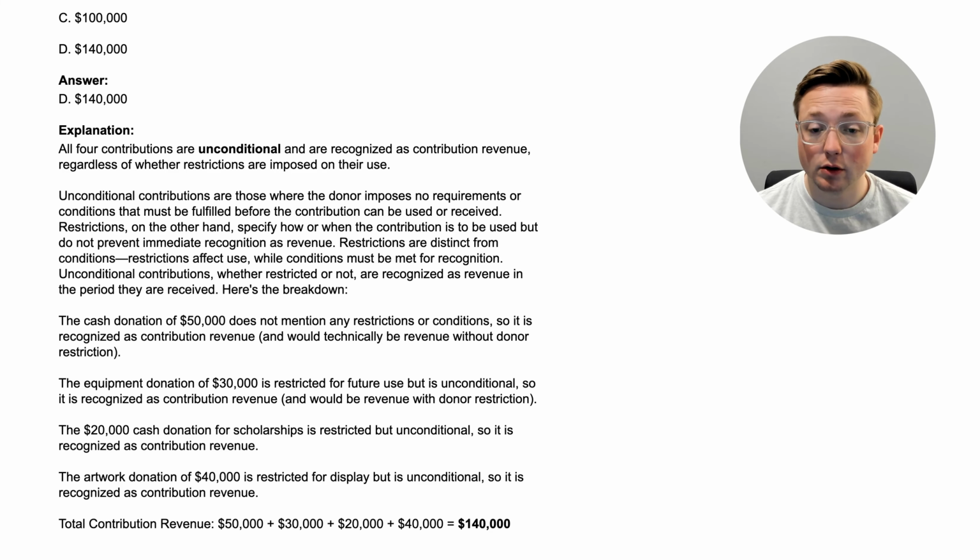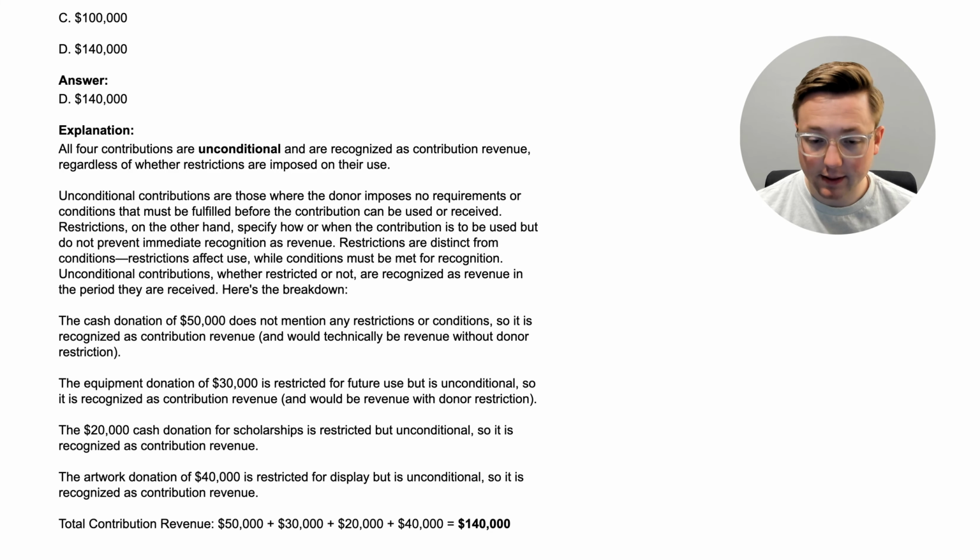Unconditional contributions are those where the donor imposes no requirements or conditions that must be fulfilled before the contribution can be used or received. Restrictions, on the other hand, specify how or when the contribution is to be used, but do not prevent immediate recognition as revenue.